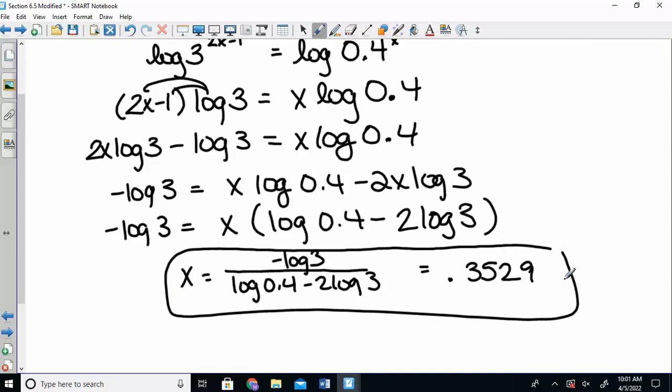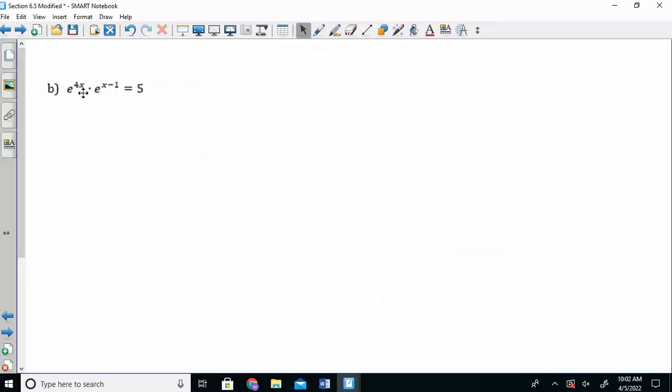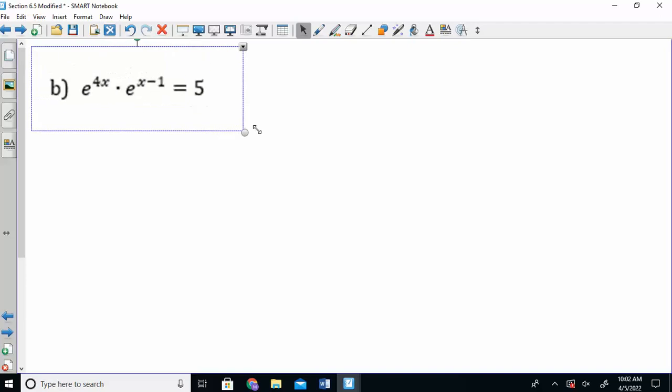So we did some of that on Friday, and we did some more yesterday. Those were the problems where we couldn't get a common base, so we added our log to each side. And this was the longest version of that because we had multiple x's in our exponent. Are we okay with that type? So what about this problem?